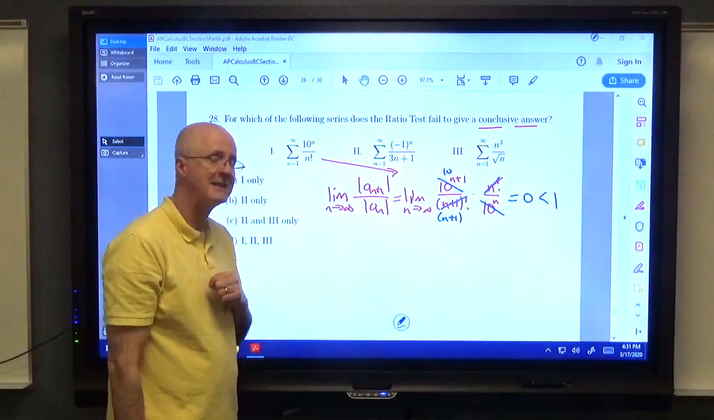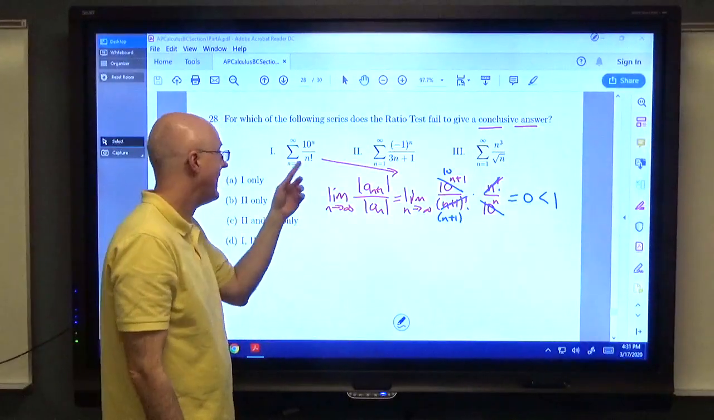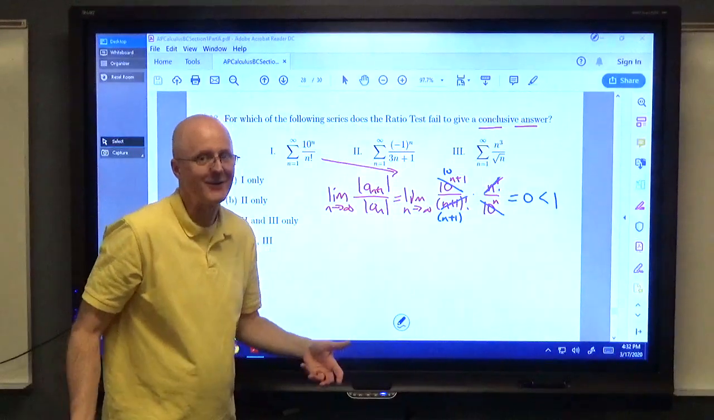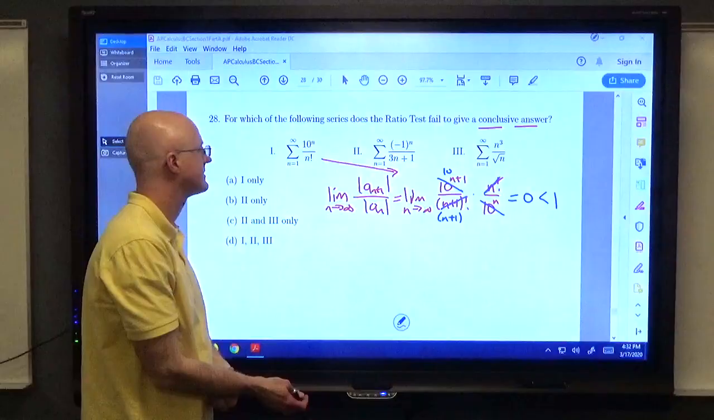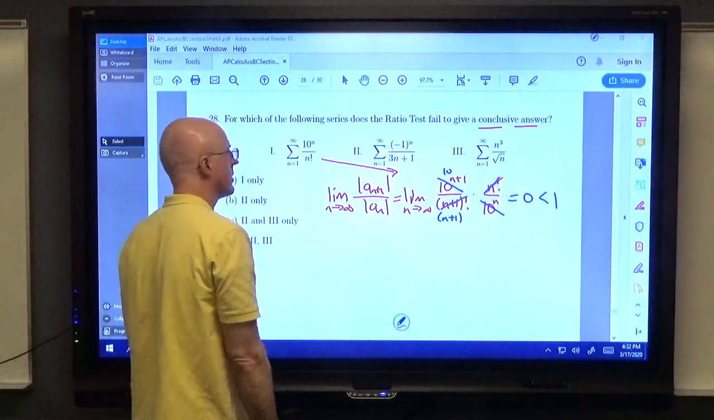It's a little surprising because you've got a numerator, 10 to the n, that's growing so large so fast, but n factorial grows even much larger, much faster than 10 to the n does, fast enough to make this series still converge. But it does give a conclusive answer. That's the more important thing.